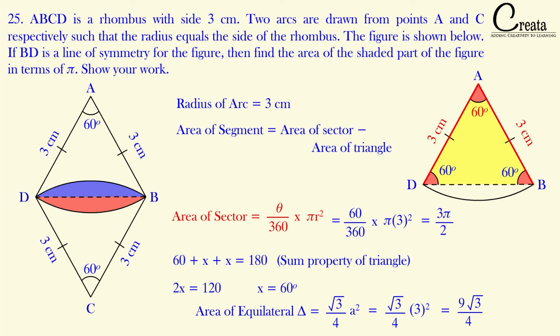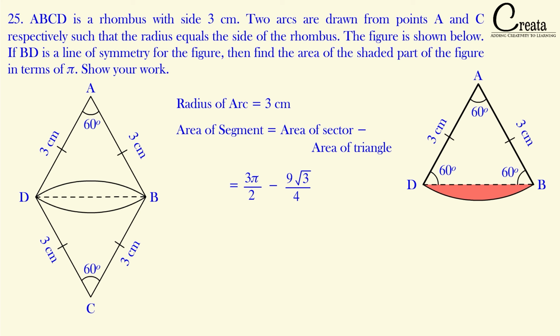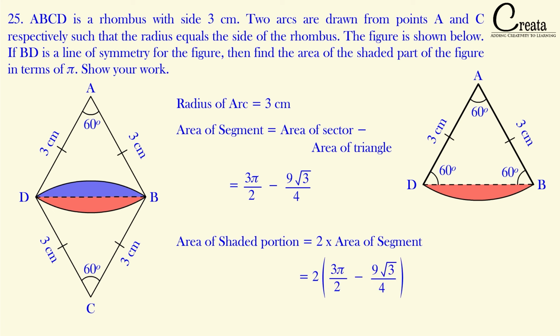So this is the area of the triangle. Let's find the area of the segment, which is area of sector minus area of triangle. Let's put the value. So this is area of one segment. And in the question, we have to find the area of the complete shaded portion, which is two segments. So let's multiply area of one segment with 2 to get the area of the complete shaded portion.